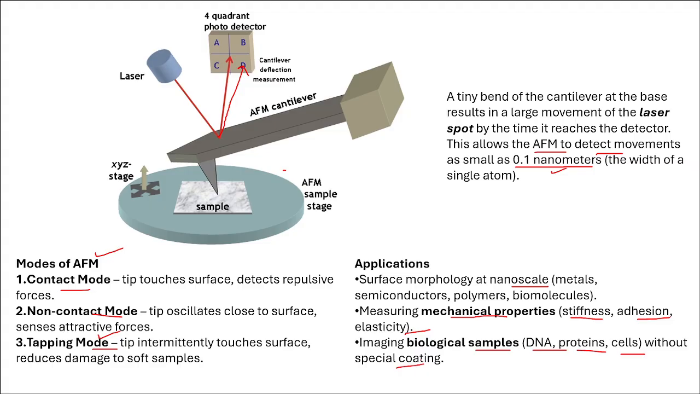We do not need, like in scanning electron microscopy, if you remember, we had to coat these biological samples with gold or any conducting material because it was necessary for the electron beam to pass through it. But here, these biological samples do not need to be coated with any conducting material. It can simply be used without any special coating. So this is a star point. Under what conditions, for what samples, is AFM better than SEM? Like any one reason why AFM is better than SEM. So you can say this one.